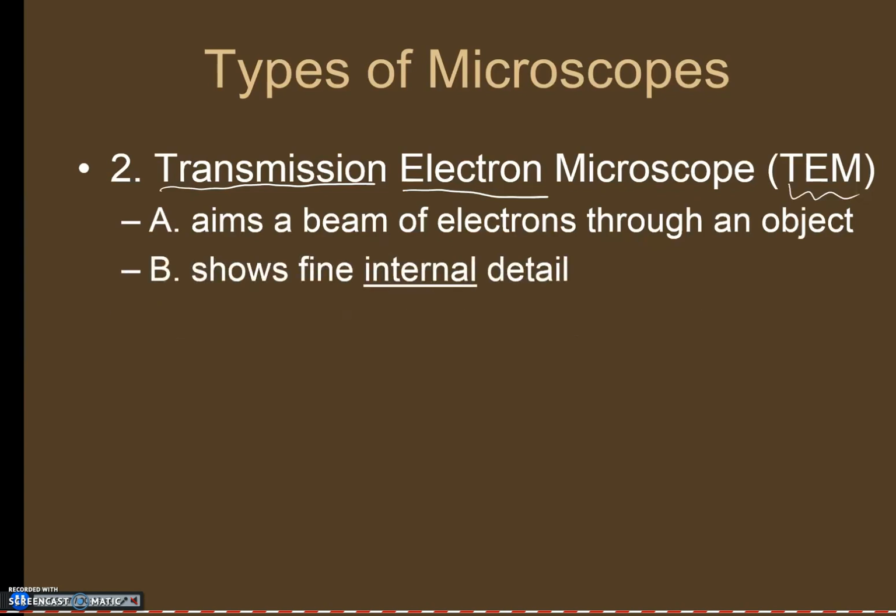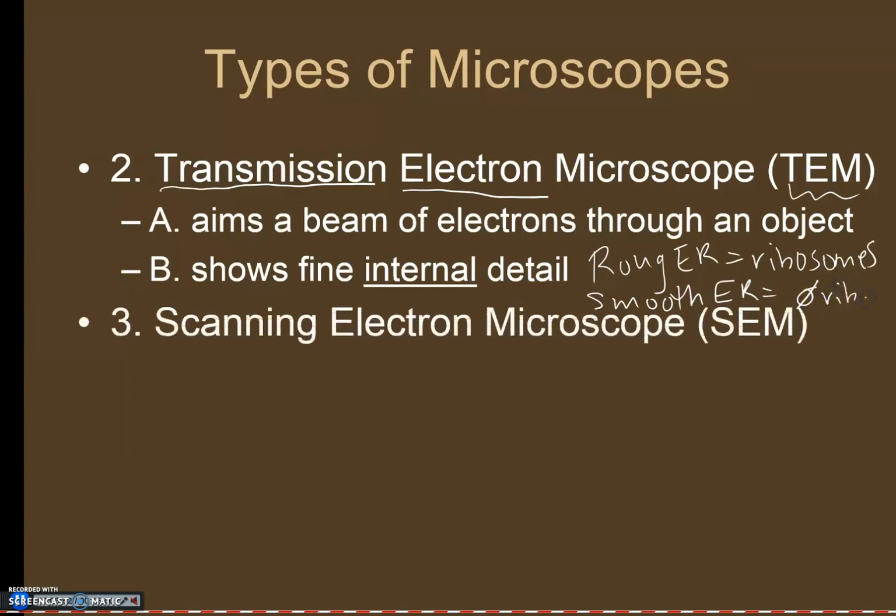With the transmission electron microscope, this is how we can know some things like, rough endoplasmic reticulum, or rough ER, has ribosomes, whereas smooth endoplasmic reticulum does not. No ribosomes.